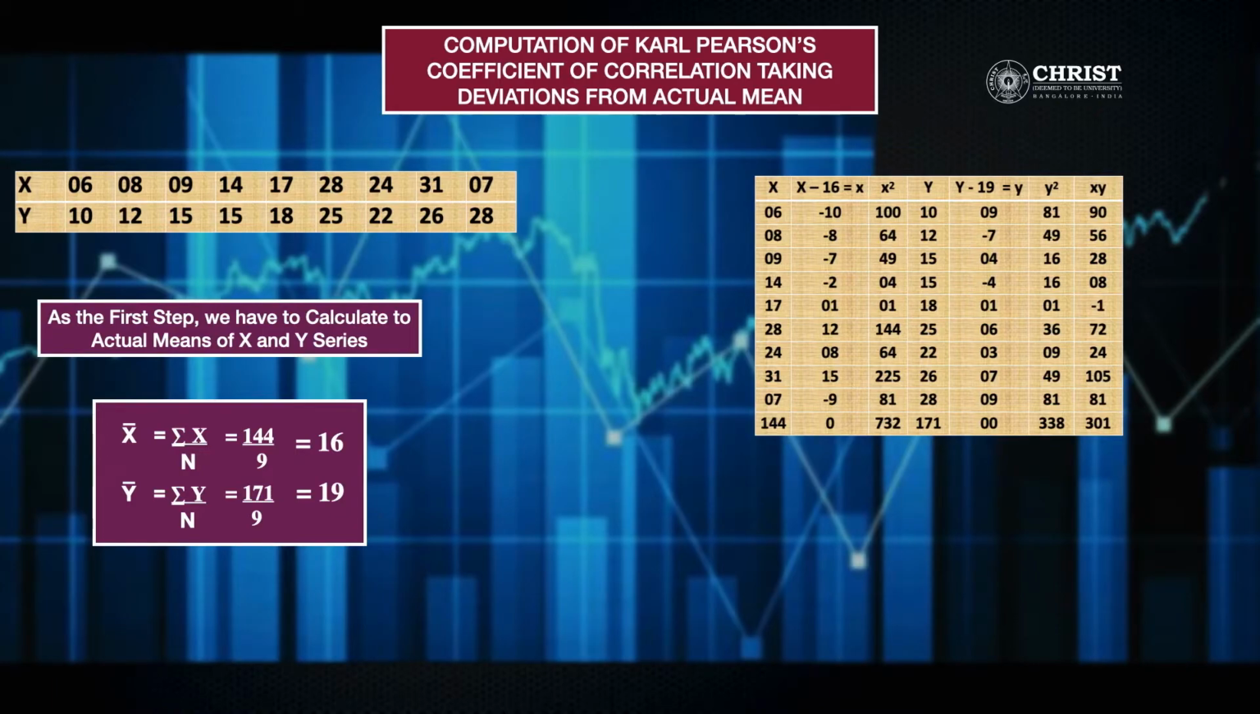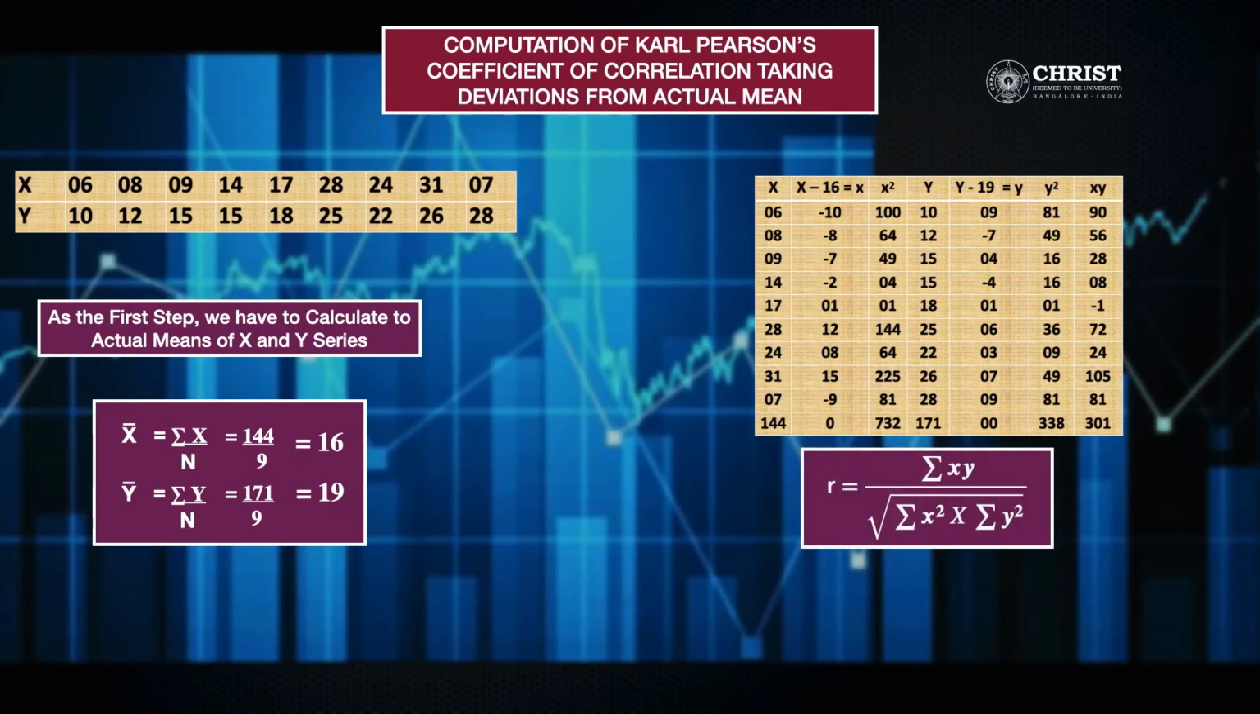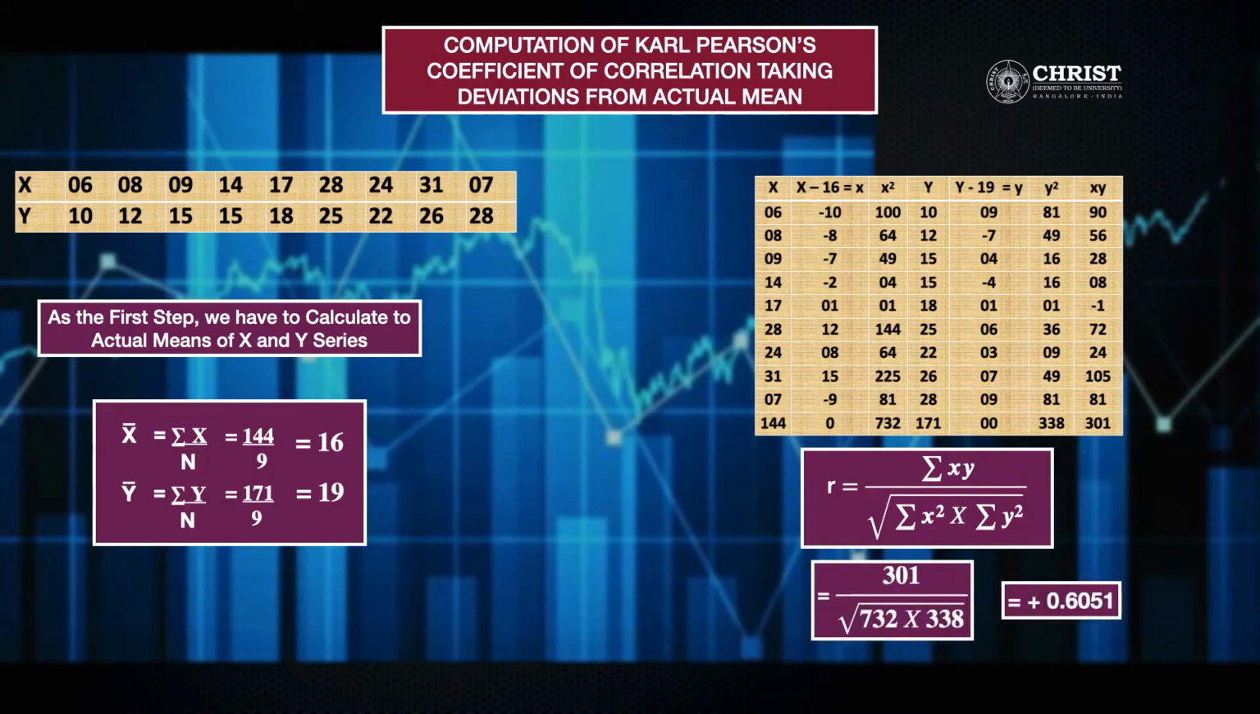You know that r is computed using the equation sigma xy divided by root of sigma x squared into sigma y squared. That is equal to 301 divided by root of 732 into 338, so that is plus 0.6051. Now, we have to interpret the value also. I told you, when we get the computed value, we get a plus or minus sign and a figure. One value tells us the direction and the amount of change. That is an important property of the correlation coefficient.